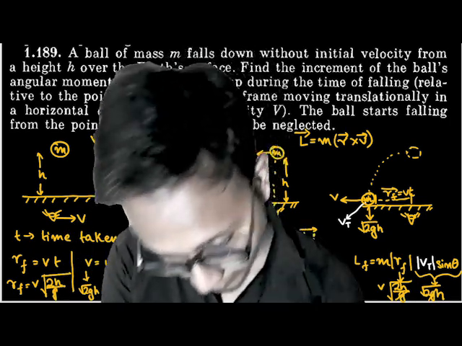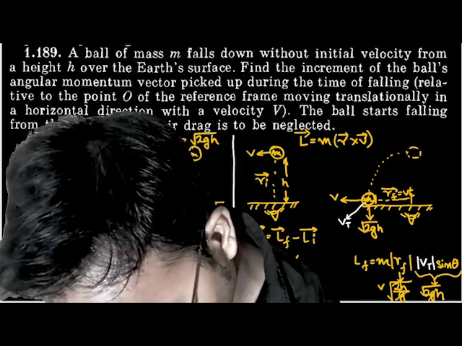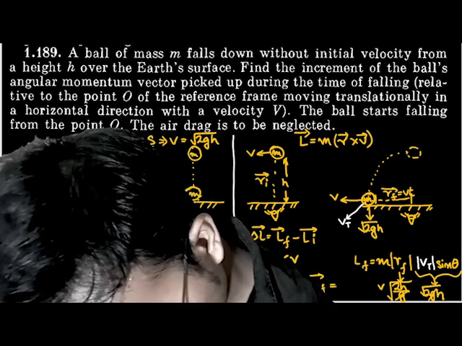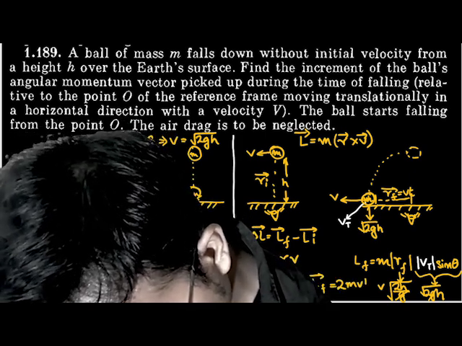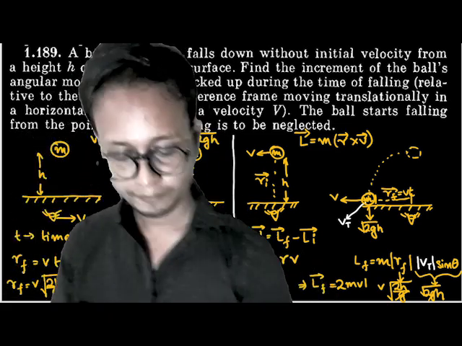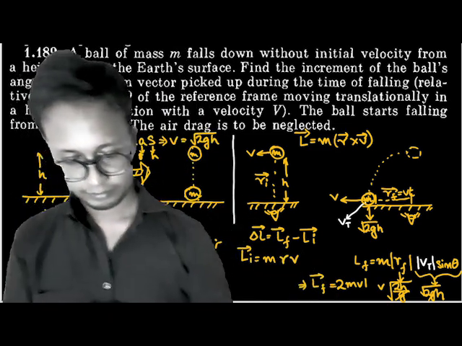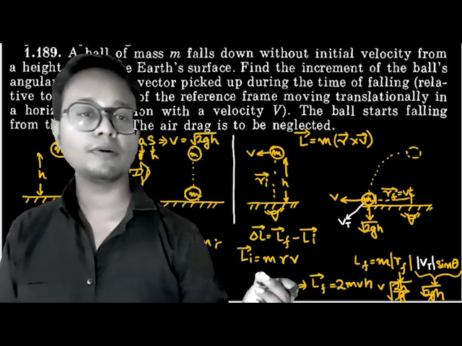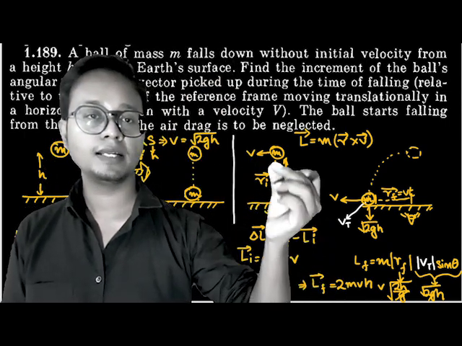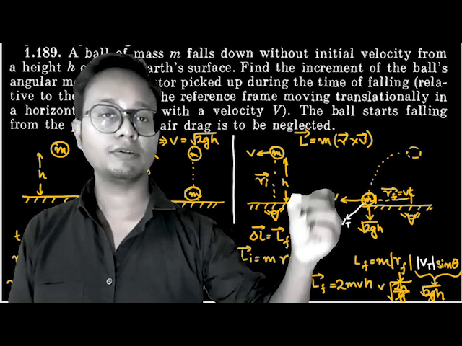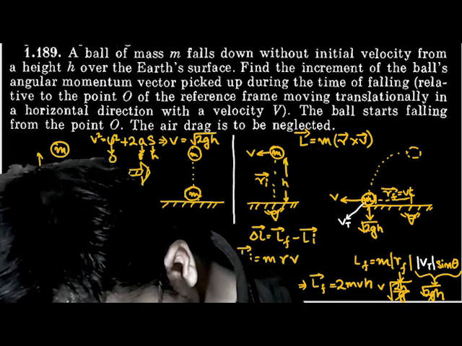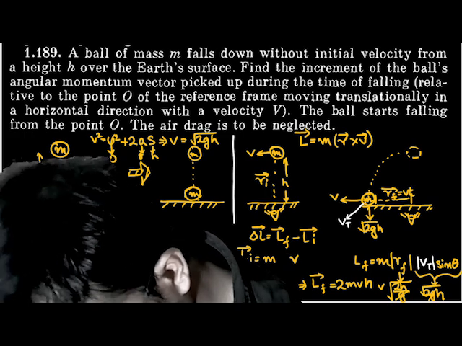Our final angular momentum is equal to 2 mvh. Initial angular momentum is equal to m into r initial into v, but r initial was already h, isn't it? R initial was already h.